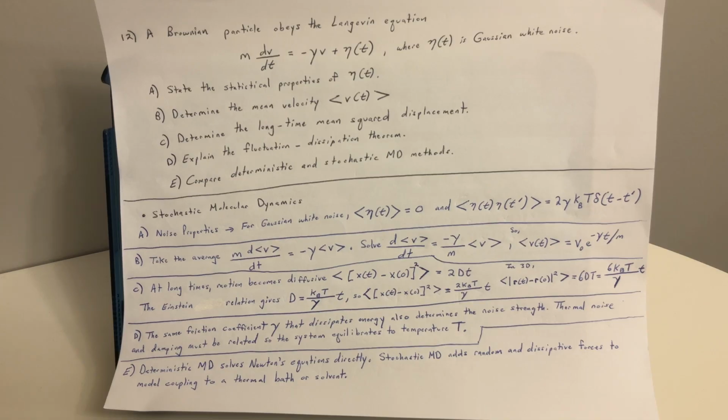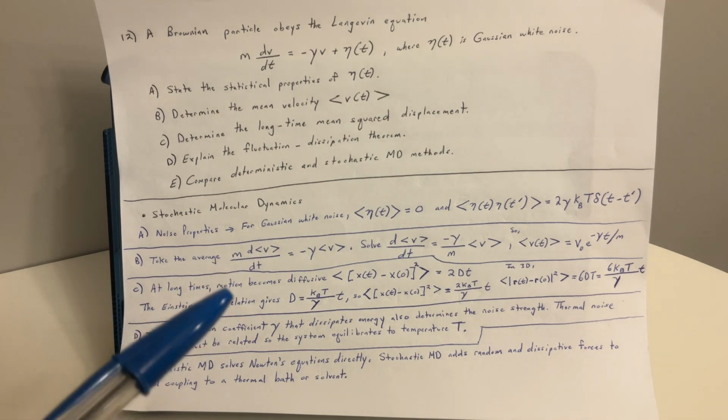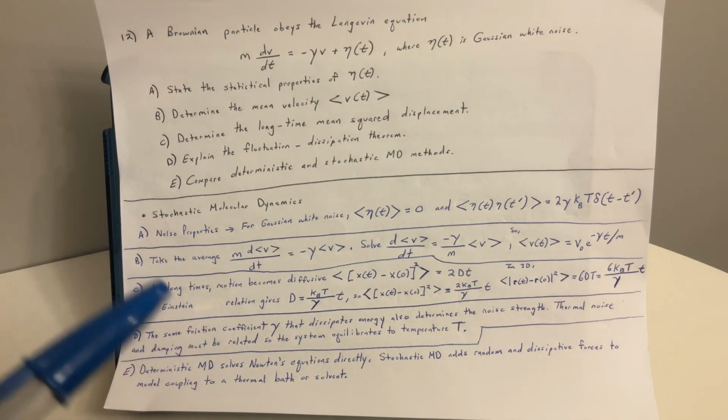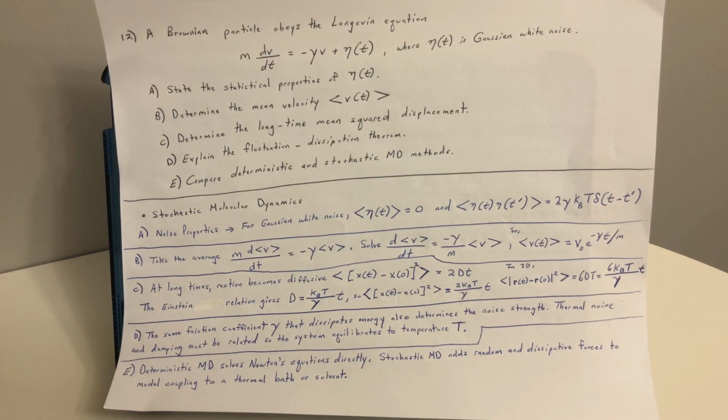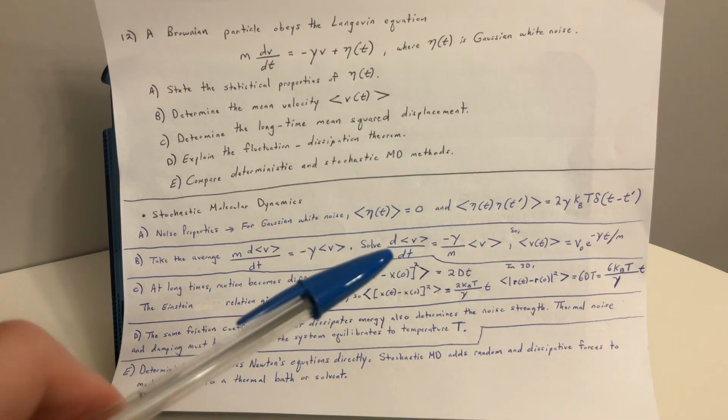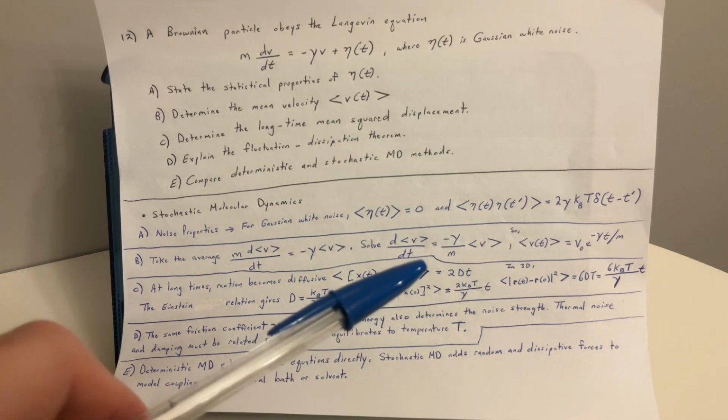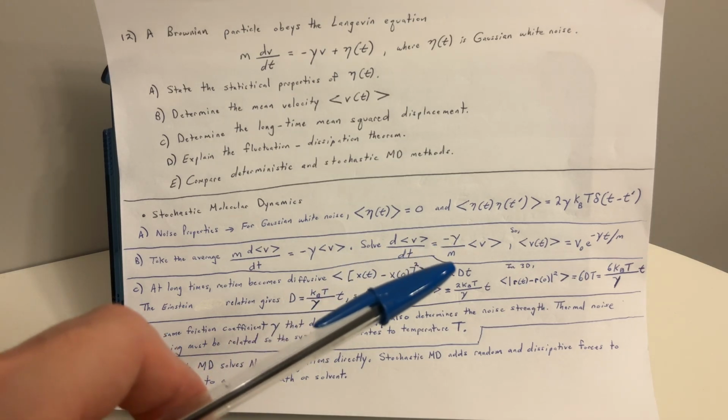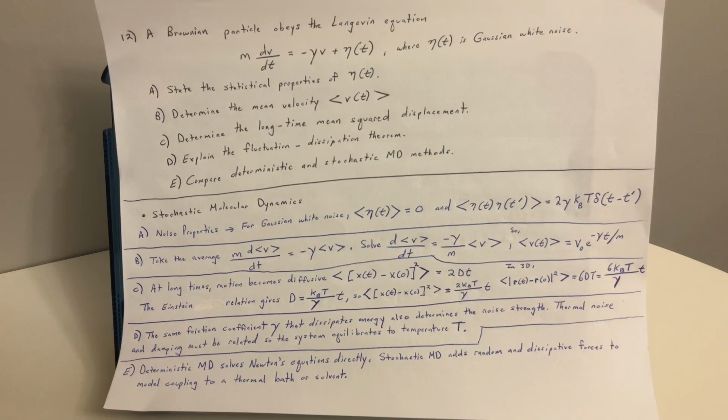Part B, determine the mean velocity. Take the average here in part B, m d of that, the expected value of the velocity dt. That equals negative gamma times the expected value of the velocity. Solve for d/dt of the expected value of the velocity, or average. So negative gamma over m times that mean expected value. So v of t, that mean expected value, equals v naught e to the negative gamma t over m.